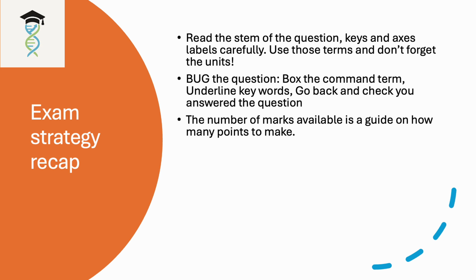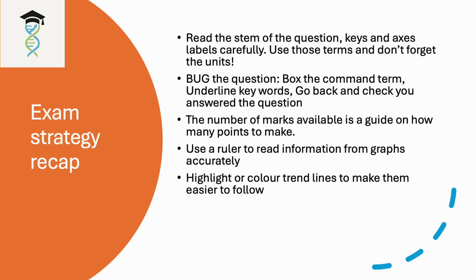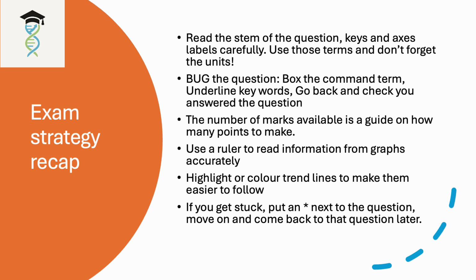The number of marks for a question is always important to guide you on how many points to make. Use a ruler to read off information from graphs accurately. They will give you a range, but it's a small range. Highlight or colour trend lines to make them easier to follow. And if you get stuck on a question, maybe because it's a kind of graph you've not seen before, just put an asterisk next to it, move on so you don't waste time, and come back to that question later.